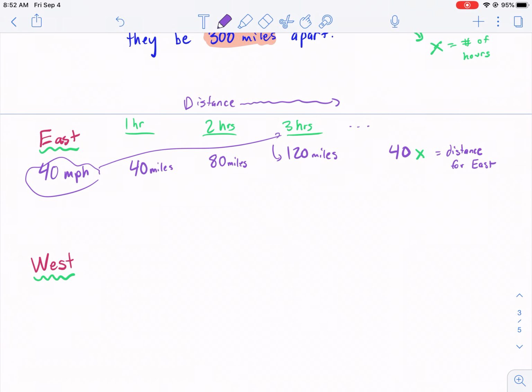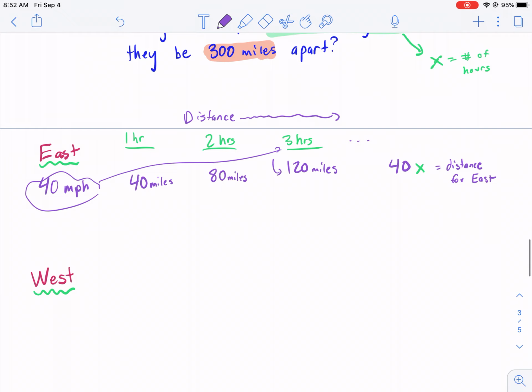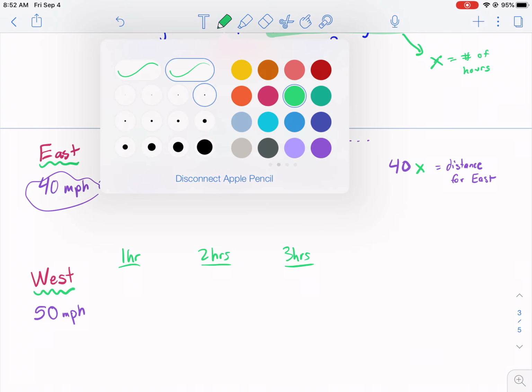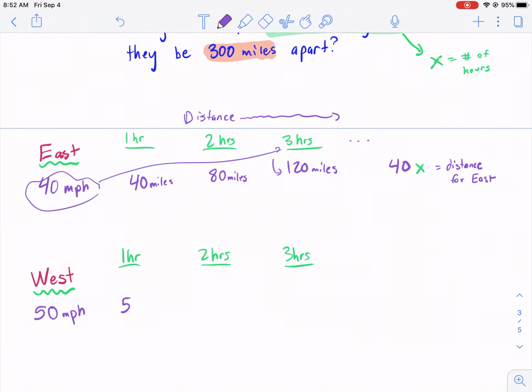Let's do the same thing for west. If you want to fast forward this part, you understand why we got what we got for 40 miles per hour, so go ahead, no problems there. We're going to do the same thing, though. We have 2 hours and we have 3 hours. So after 1 hour, we go 50 miles.